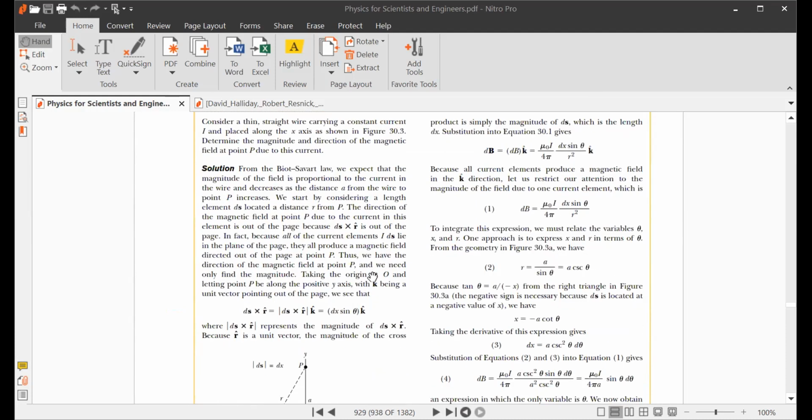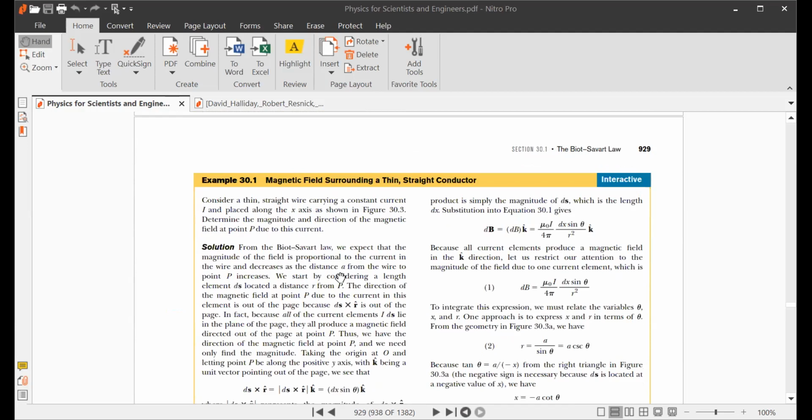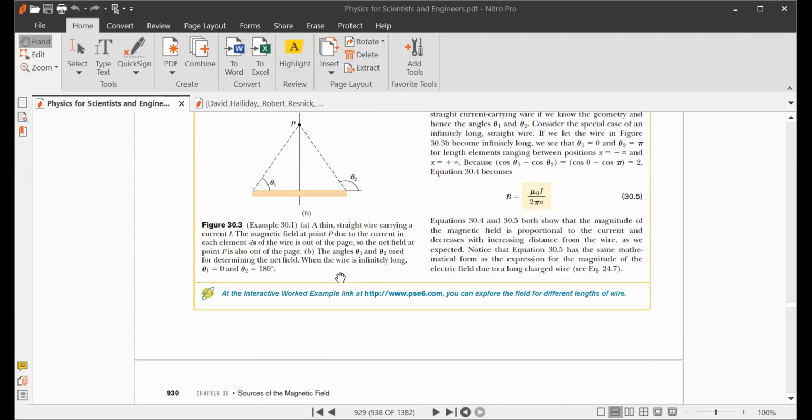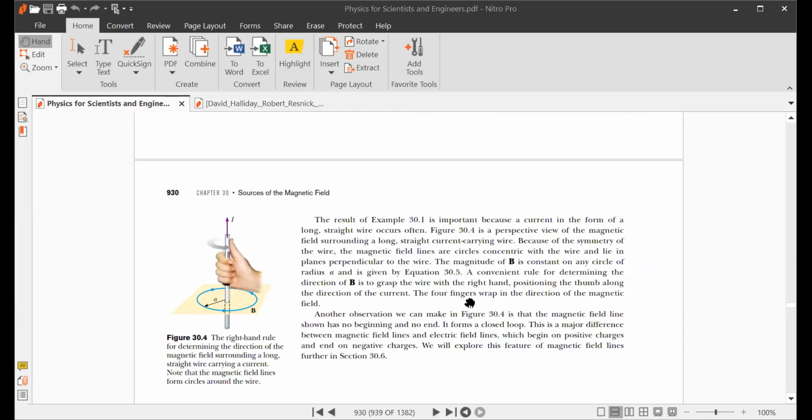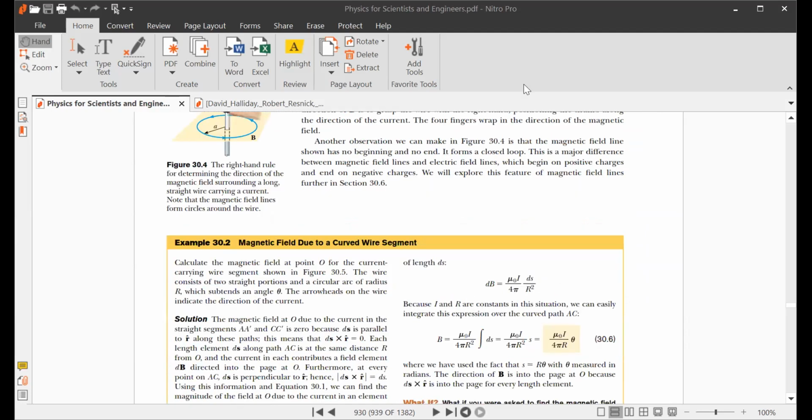Okay, this is for the example we discussed yesterday about the very long wire, in which the current flows through this wire. Okay, and I is a constant.